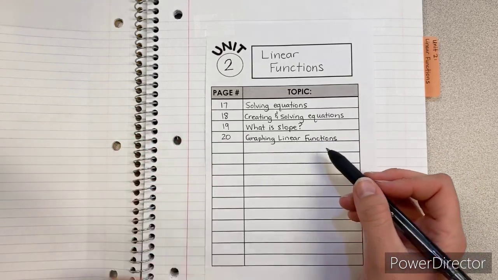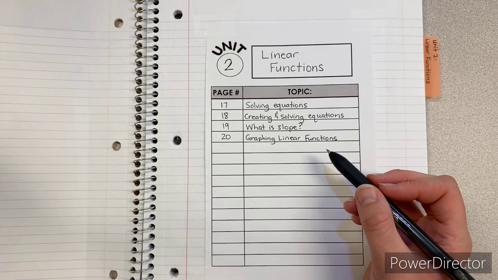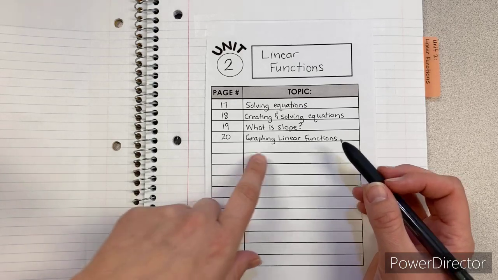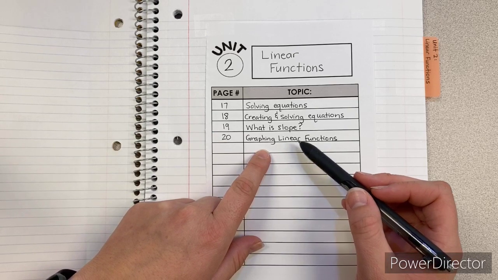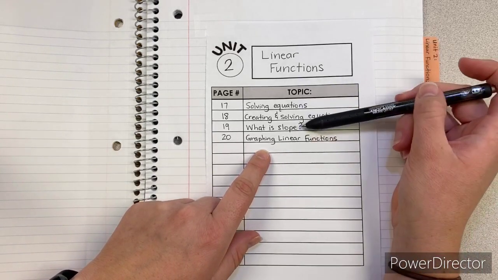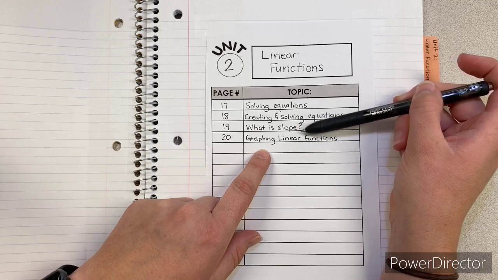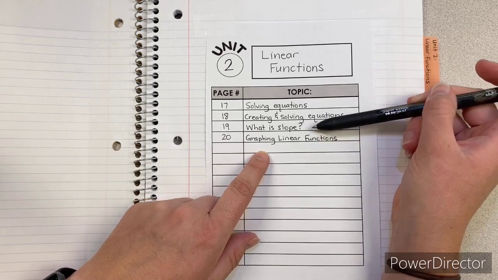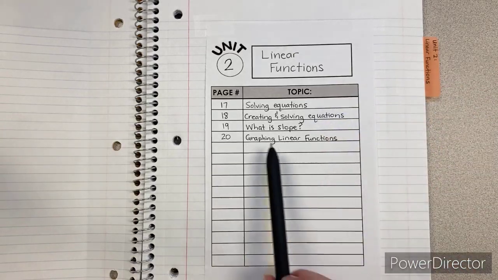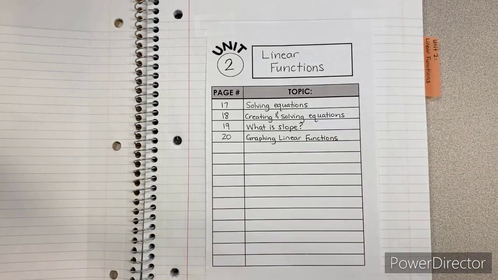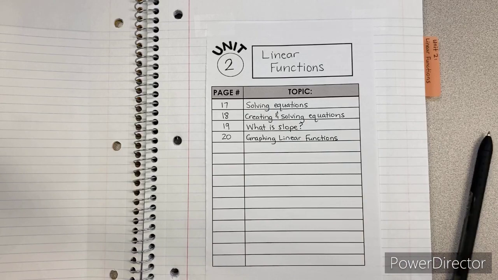Graphing linear functions. This is actually a topic that's taught in middle school because you use slope-intercept form, which is y equals mx plus b, and you practice graphing them. We needed to talk about slope before we can actually graph, because slope is part of the y equals mx plus b formula. So we're going to work on graphing linear functions. It's going to go on page 20.